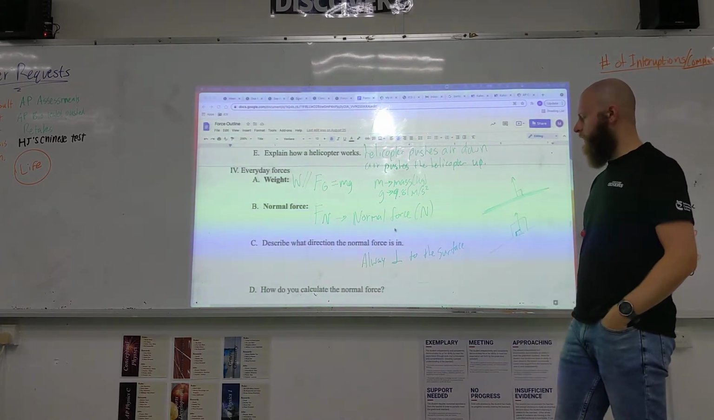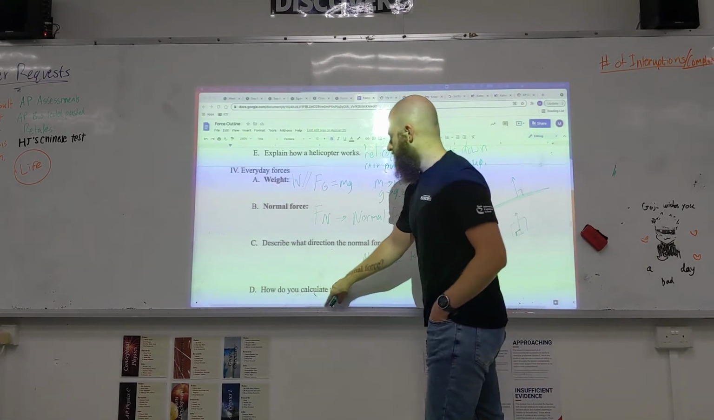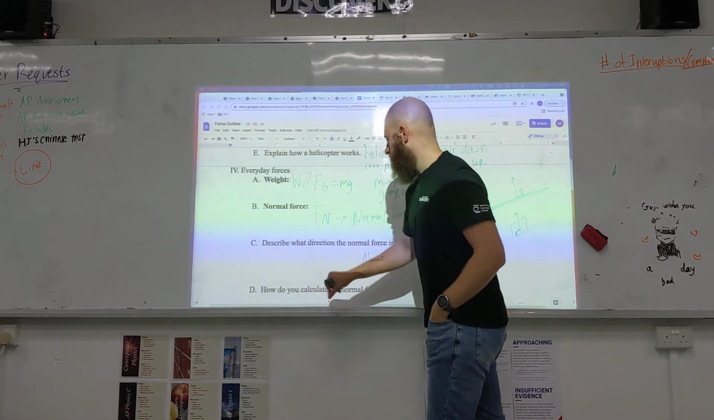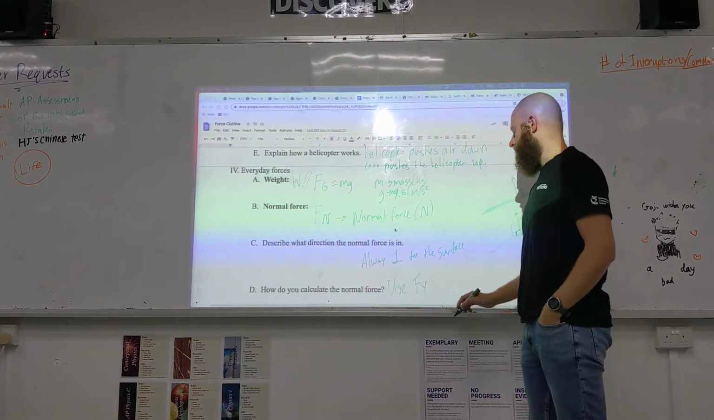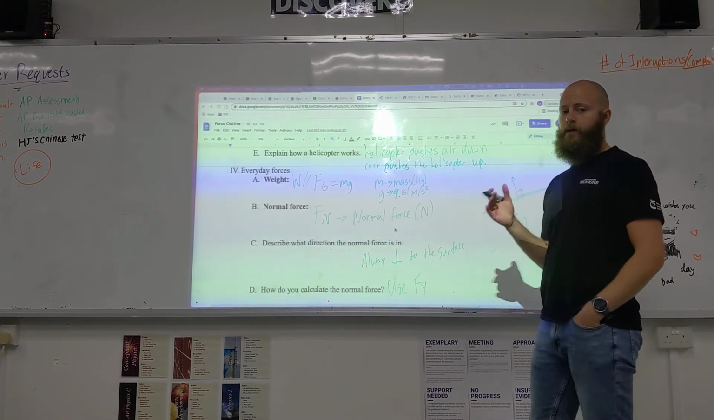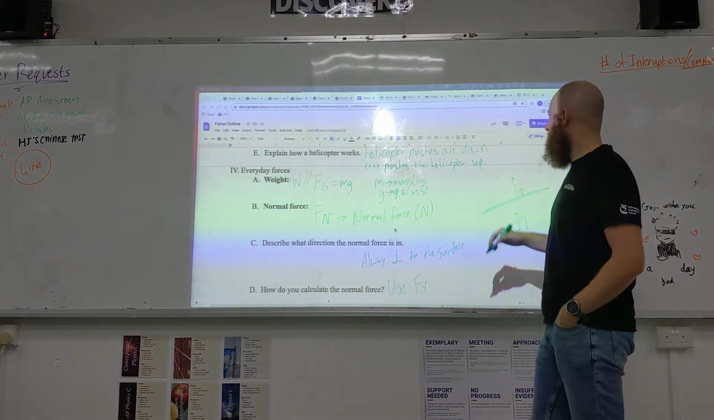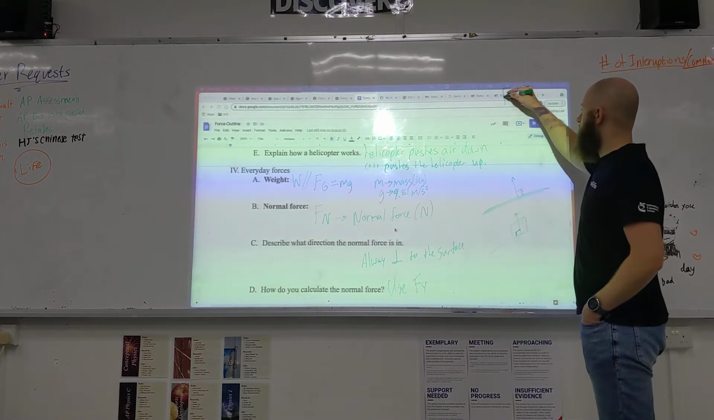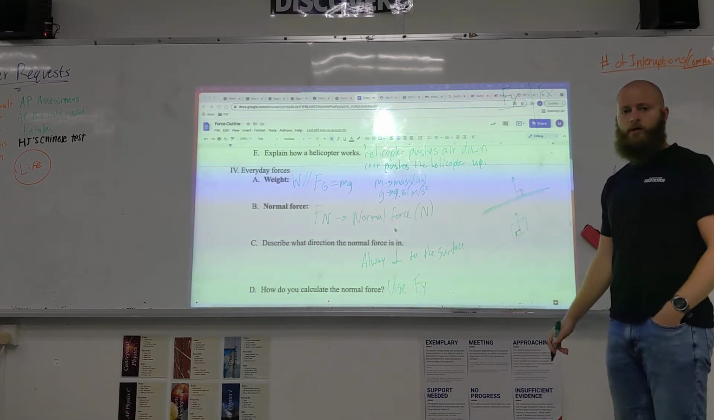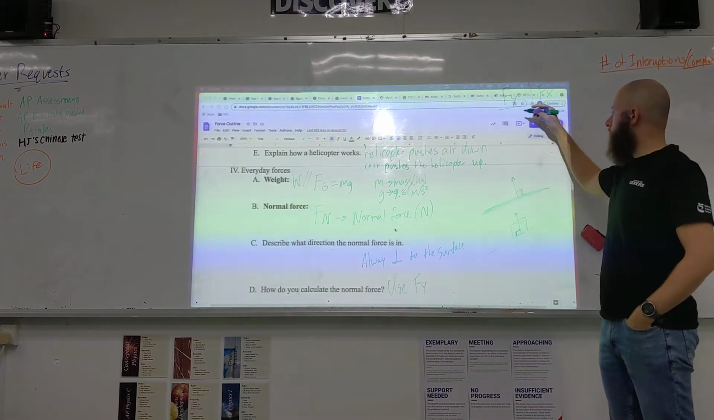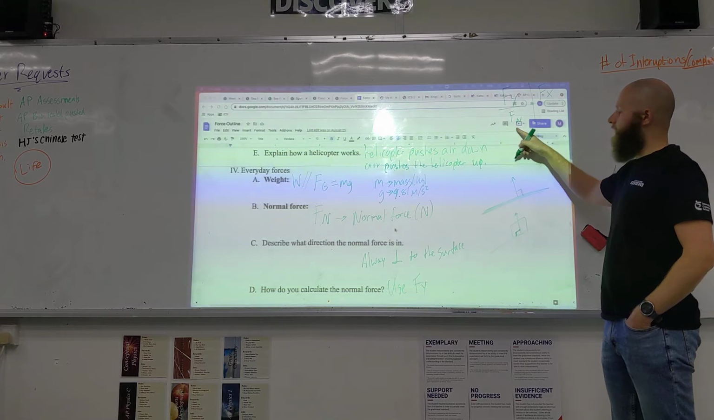So how do we calculate it? Well, we need to use Fy. Okay? So we need to use the Fnet in the y direction. Remember last time we've already kind of learned how to set up Fy and Fx charts. And we add up the forces. Well, we know one force in the y direction is going to be Fn.